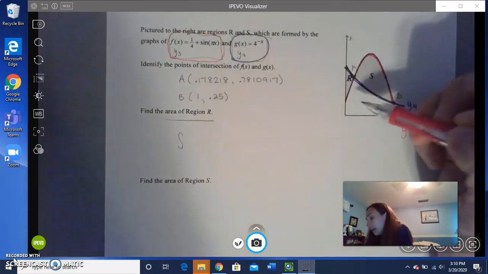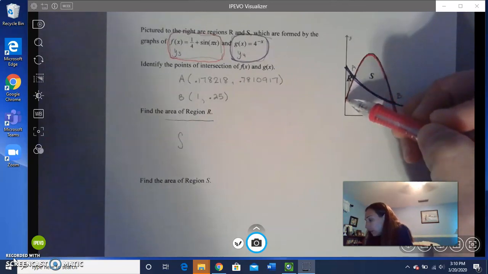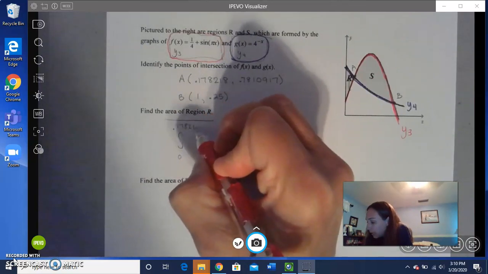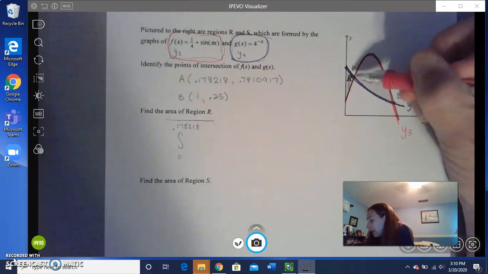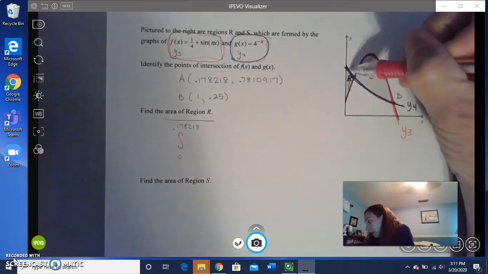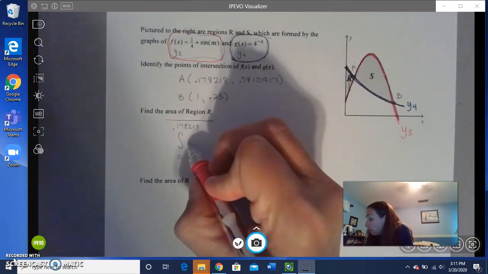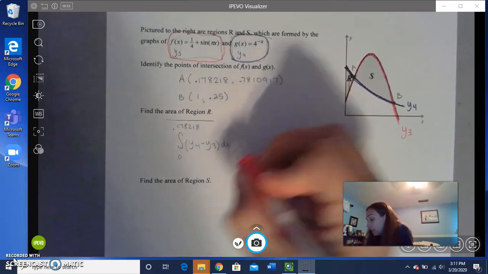So when I want to find the area of the region R, I'm just going to take the integral from my x values because, again, it's one of these little vertical slices that has a little width of dx. So I'm going from 0 to the x value of A, so from 0 to 0.178218. And then I'm adding all those little rectangles up. Each rectangle has a height or a length of the y4, this top equation, minus y3, the greater minus the lesser function. So this is going to be my y4 minus y3 when I go to put it into the calculator, dx.